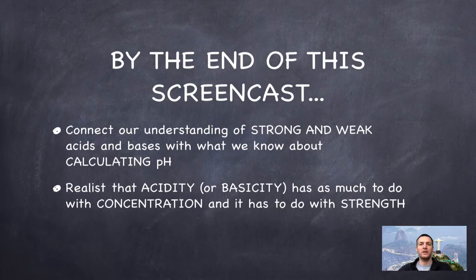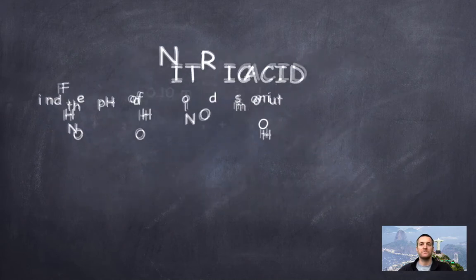Here we're going to try and link those ideas with an understanding of what it means to be a strong or a weak acid, and we're going to hopefully see that the acidity or the basicity of a solution has got just as much to do with the concentration of a substance as it has to do with its strength.